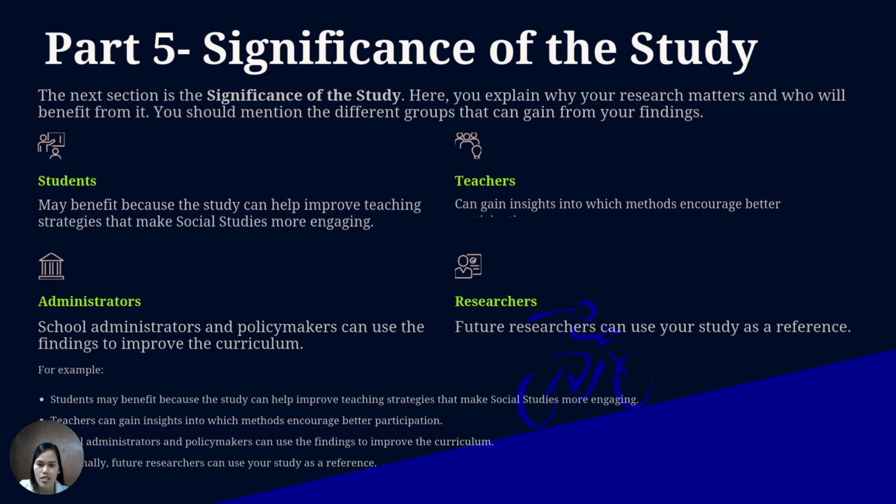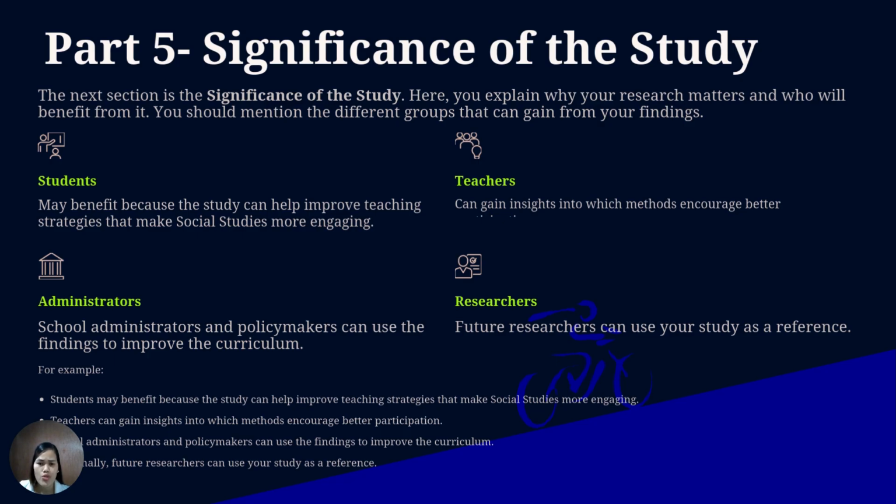Part 5, Significance of the study. The next section is the significance of the study. Here, you explain why your research matters and who will benefit from it. You should mention the different groups that can gain from your findings.